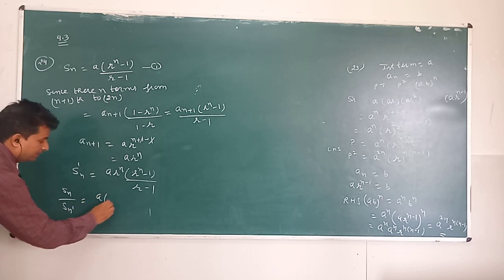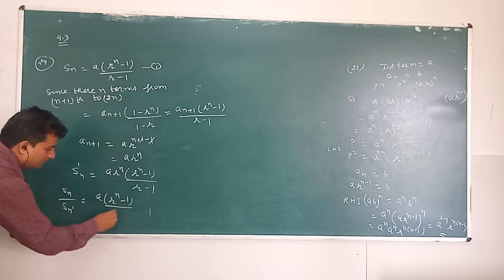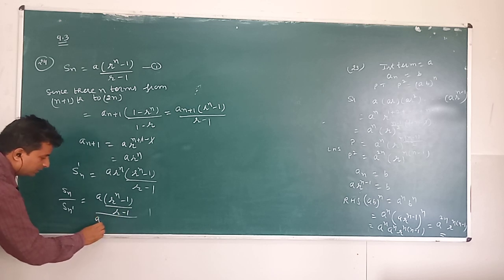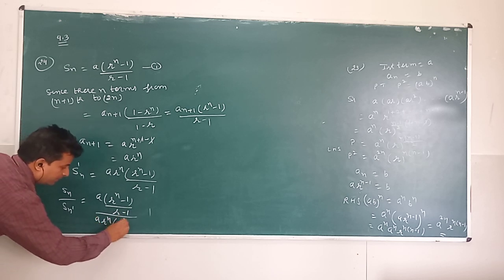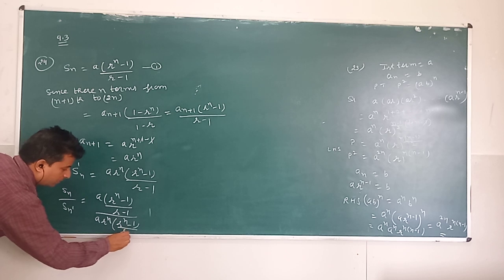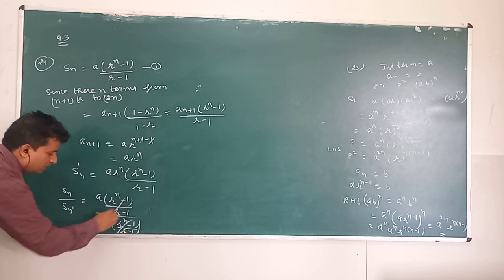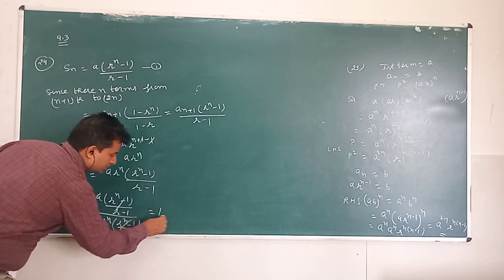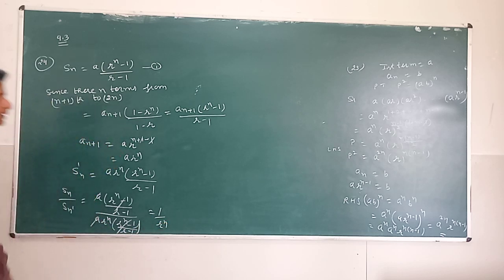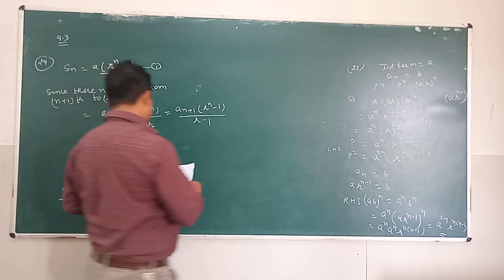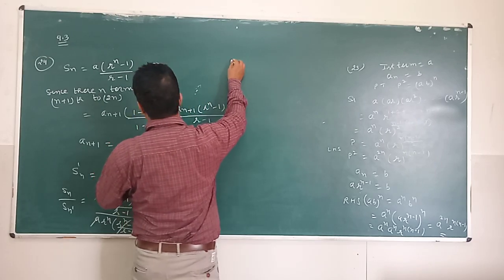Sn is a (r^n - 1)/(r - 1). This is (r^n - 1)/(r - 1). So this cancels out. A cancels out. This ratio is equal to 1 by r^n. This is the answer of this question.